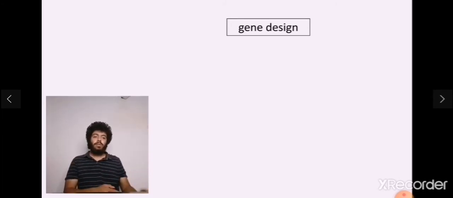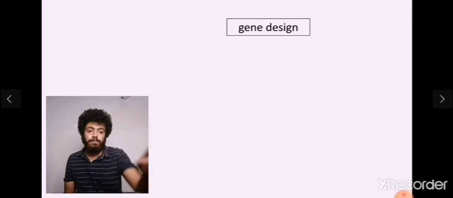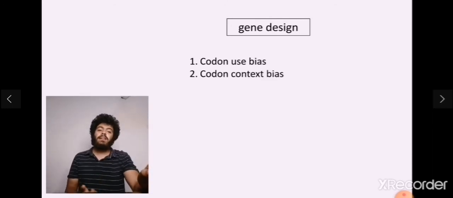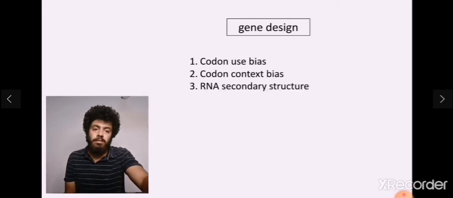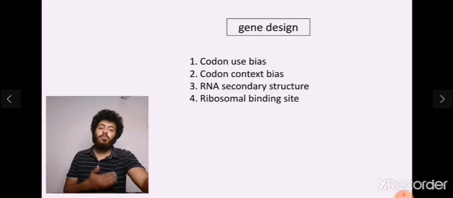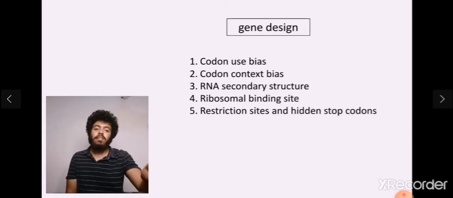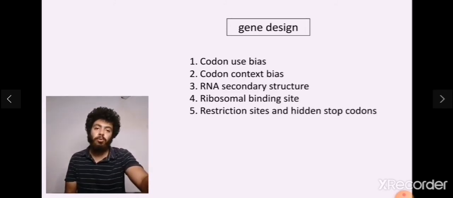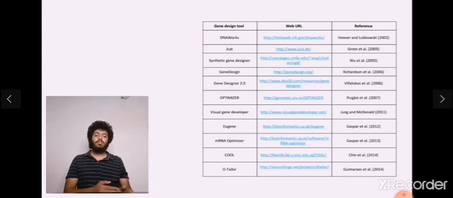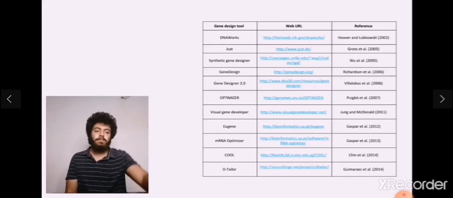Gene design software must consider the five most important parameters that affect gene expression. Firstly, codon usage bias. Second, codon context bias, RNA secondary structure, and ribosomal binding site, and finally restriction sites and hidden stop codons. The table shows the most recent computational tools used for gene design.